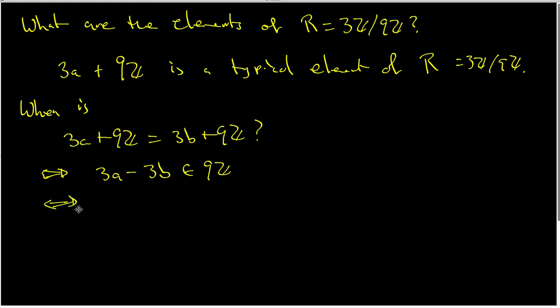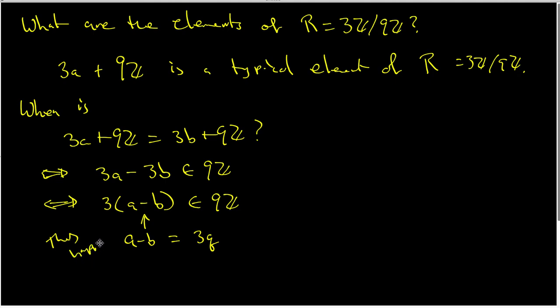But we can go further. This is saying that 3 times (a minus b) has to be inside 9Z. And the only way 3 times (a minus b) can be a multiple of 9 is if a minus b is a multiple of 3. So 3 times (a minus b) is inside 9Z only when a minus b is equal to 3q. In other words, this is true if and only if a and b are congruent mod 3.